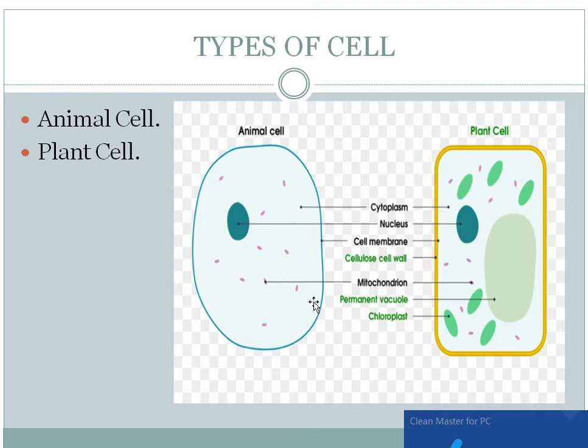Now I am going to explain the plant cell, which has two additional organelles that are chloroplast and cell wall. Chloroplast. Plant cells contain a green pigment called chlorophyll, which absorbs energy from the sun and helps the plant to make its food. And cell wall. It is made up of a tough material called cellulose. It supports and protects the plant cell.